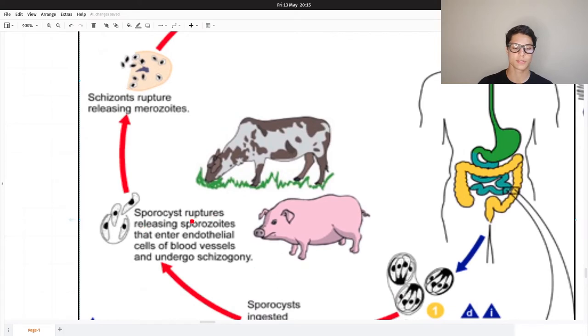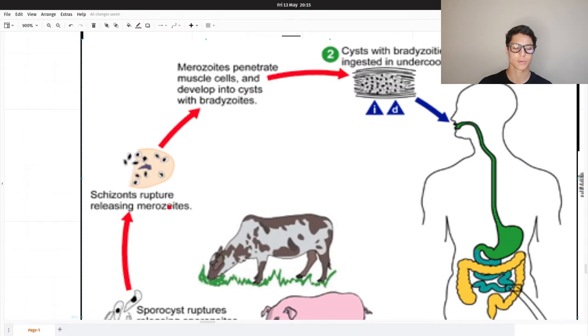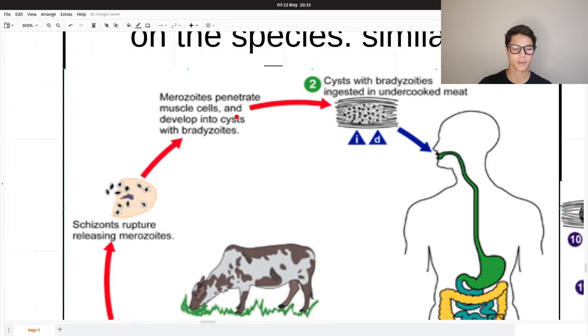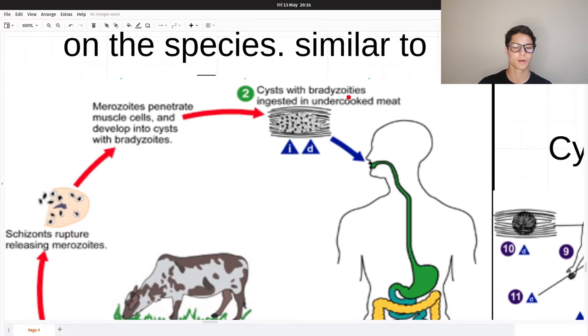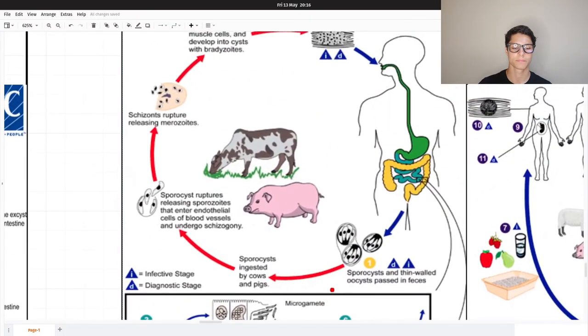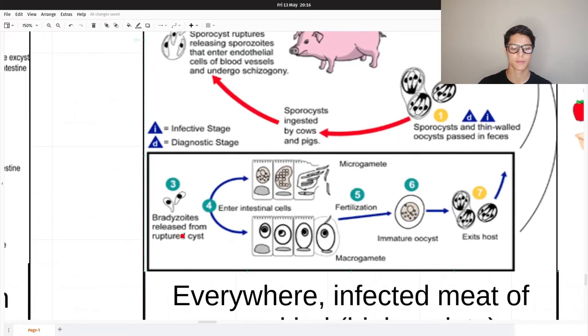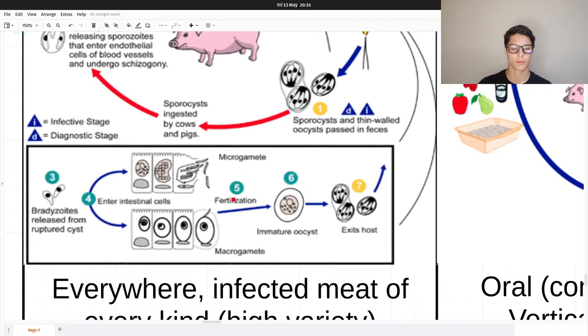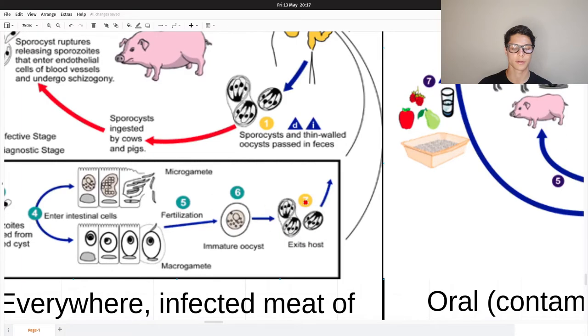Sporocysts rupture, releasing sporozoites that enter endothelial cells of blood vessels and undergo schizogony. Schizonts rupture, releasing merozoites. Merozoites penetrate muscle cells and develop into cysts with bradyzoites. Cysts with bradyzoites are ingested in undercooked meat. And here, the bradyzoites released from ruptured cysts enter intestinal cells, and then they go through fertilization, they create immature oocysts, and then they exit the host to repeat the cycle.